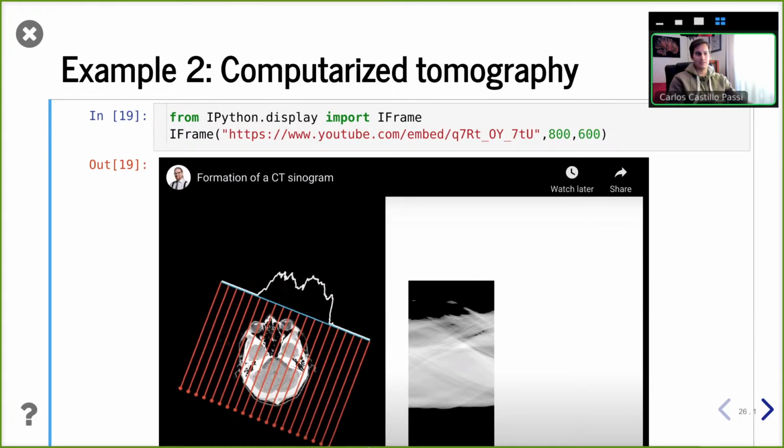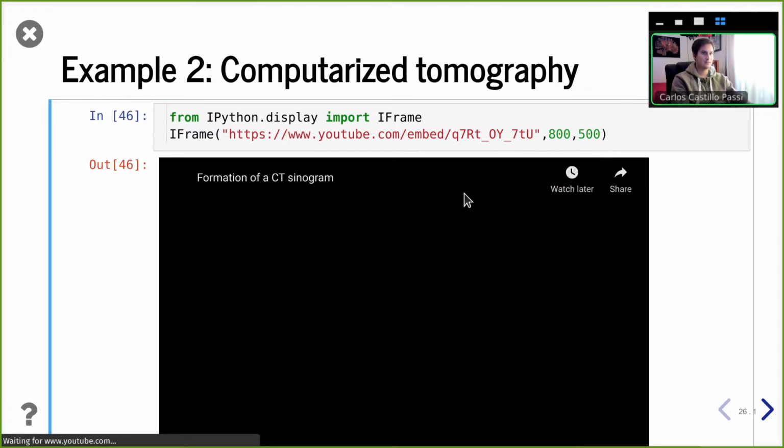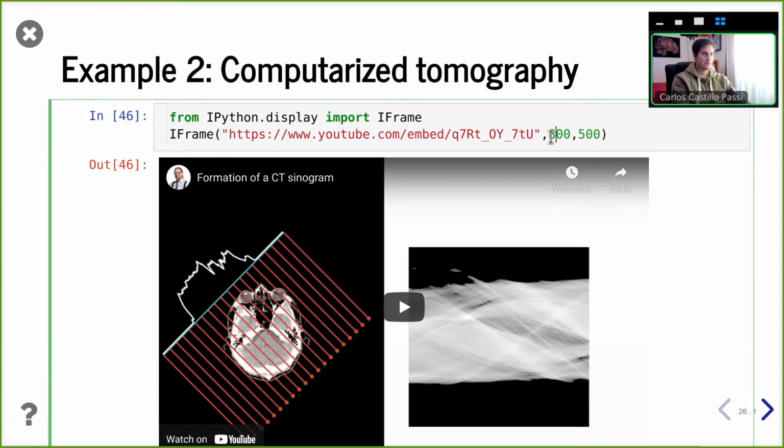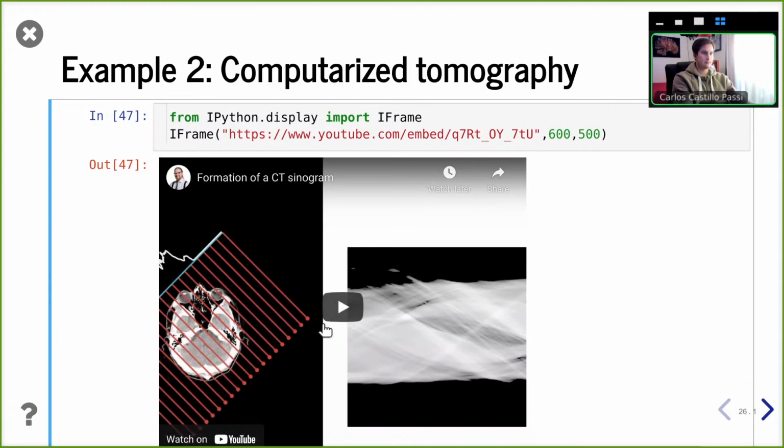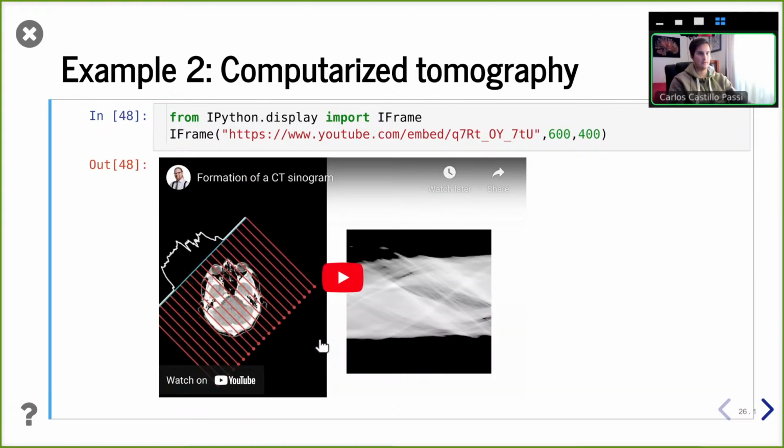Then, why is it not working? This? Maybe? No. Okay, here.